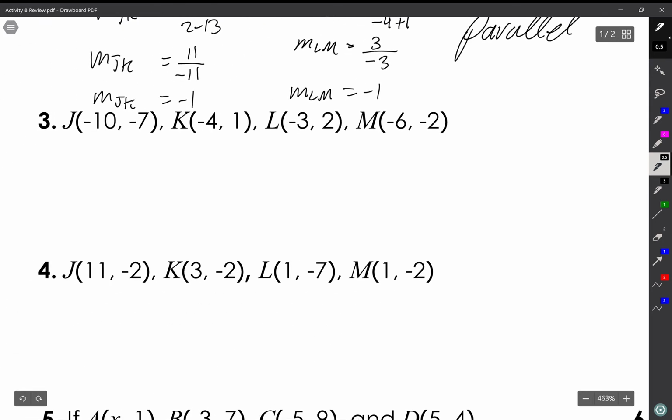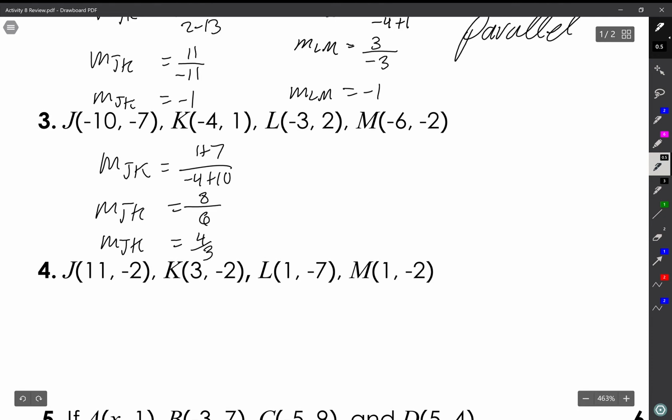All right, number 3. We're given our slope for JK is 1 plus 7 over -4 plus 10. Simplify, 8 over 6, which simplifies again to 4 over 3. So we work on the next one right here.